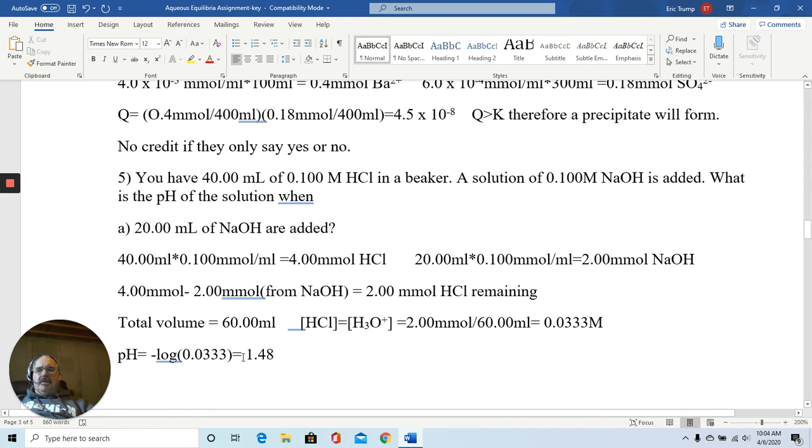So to get concentration, we take that divided by the total volume, which is 60. We get 60 by adding 40 plus 20. That's our concentration of HCl. Since HCl is a strong acid, that's also our hydronium concentration. Every HCl produces a hydronium. So we take our millimoles divided by our total volume. So that's 0.0333 molar. Taking minus the log of that is 1.48.